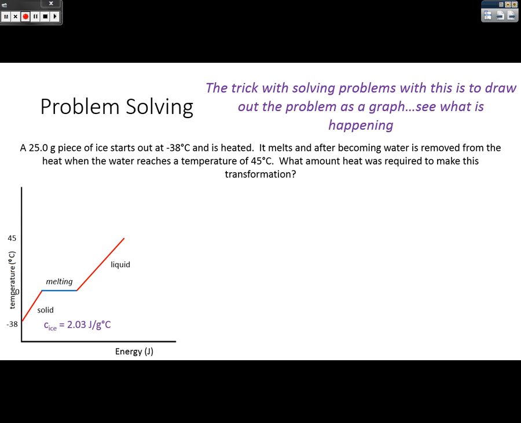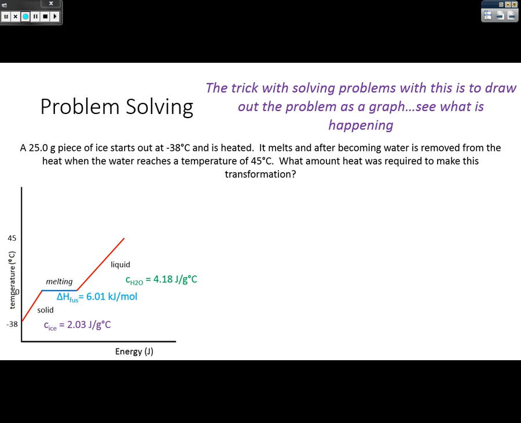The C of ice is 2.03 joules per gram degree Celsius. The specific heat of liquid water is 4.18 joules per gram degree Celsius. Those are two things that we're going to need. We're also going to need the enthalpy of fusion, that whole melting thing. And the enthalpy of fusion for water is 6.01 kilojoules per mole. So that's something that we're going to need for this problem.